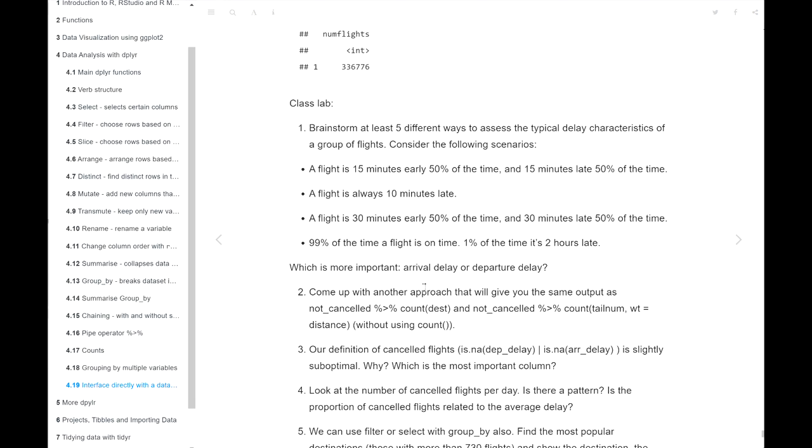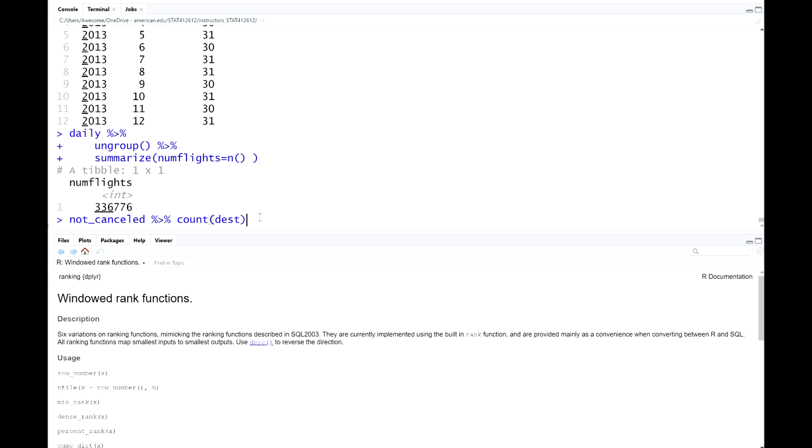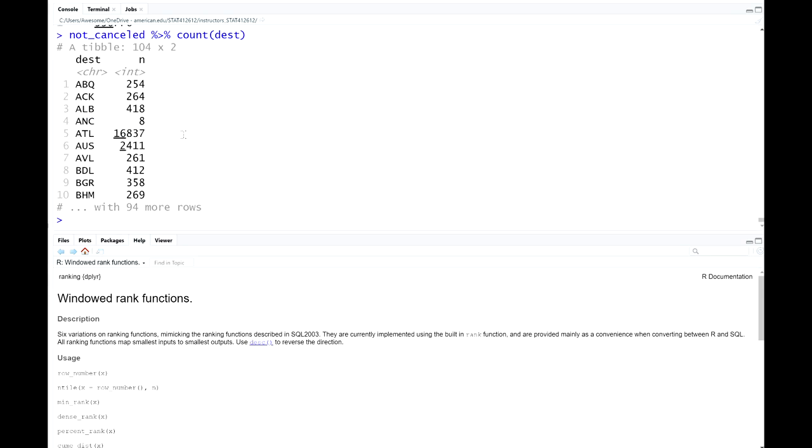For the next problem in our class lab, I want you to come up with another approach that gives you the same output as these two things without using count. Let's do it first with count. What we get when we use count is the number of flights to each destination. How could we do that without using count? Hint, for each destination, I want the number of flights.